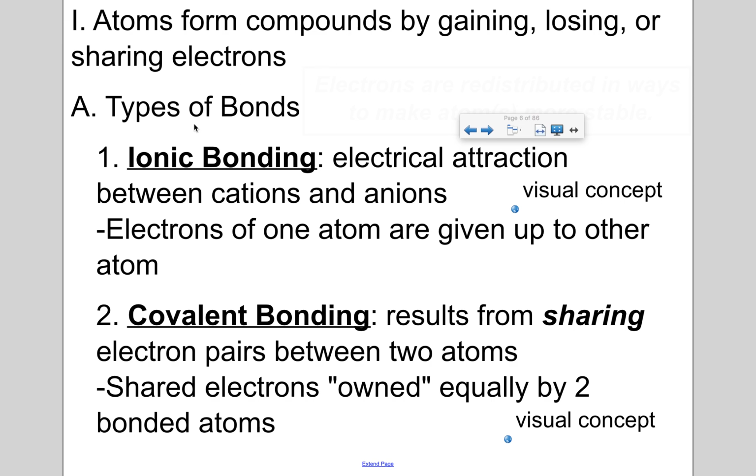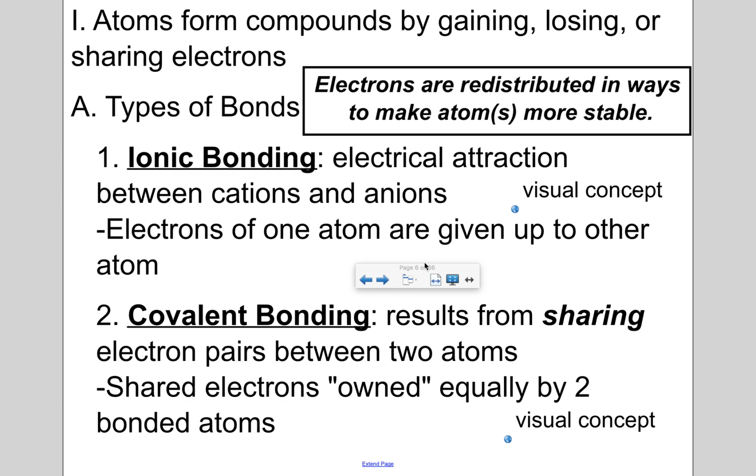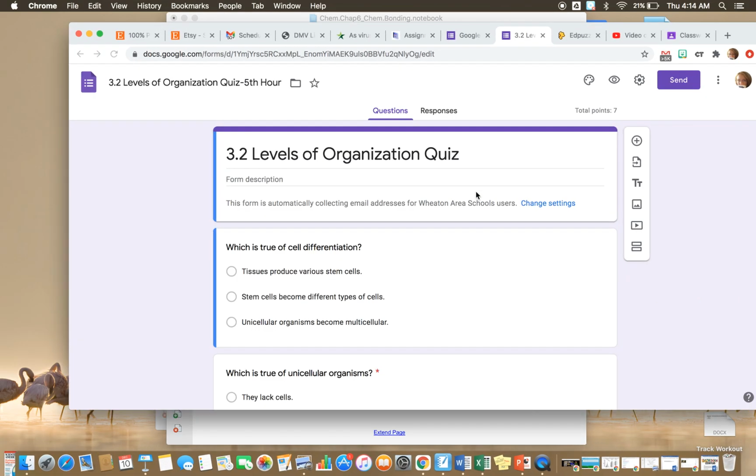And so now we're going to go into the different types of bonds. First bond, ionic bonding, the electrical attraction between cations and anions. Electrons of one atom are going to be given up and transferred to another atom. Covalent bonding results when you share electrons between two atoms. And so the shared electrons are actually owned, and I guess I shouldn't say equally, by the two bonded atoms, but they are shared. And we'll talk about the difference between being shared equally and unequally. So electrons are basically redistributed in ways to make the atoms more stable, either by transferring that electron or by sharing that electron. So I have some visual concepts here.